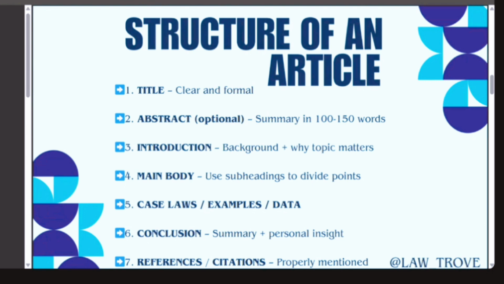While talking about your subtopics or subheadings, you can add case laws, examples and relevant data that is present, and you can cite those case laws, examples and data there. It will be better for your article that way. Then for the conclusion, there is a summary and personal insights. What you have understood from your entire article, what is your understanding, just write it in about 2 to 3 lines.